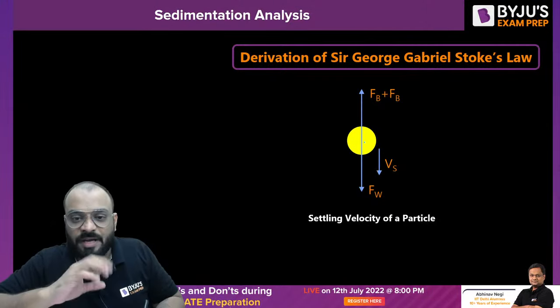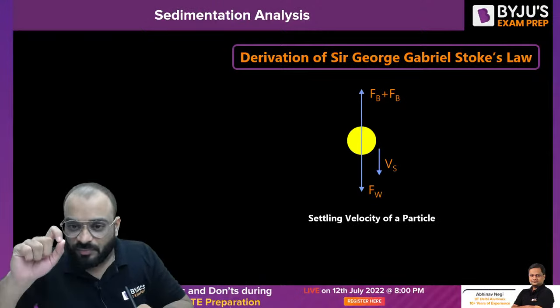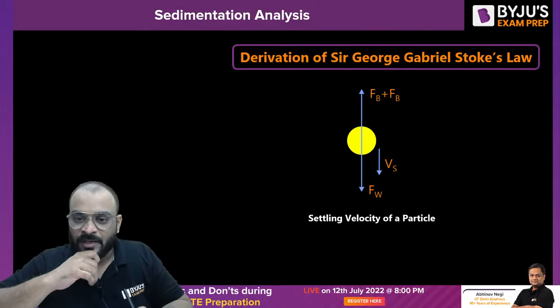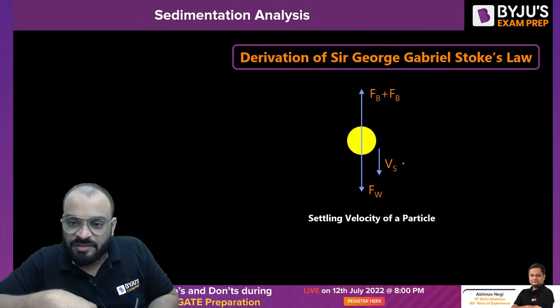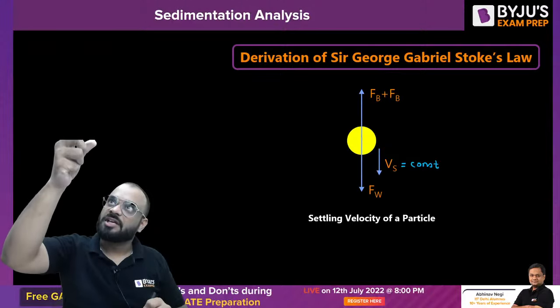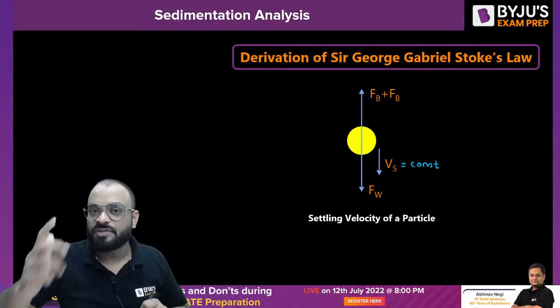Okay, listen. Let us suppose we consider a spherical particle. This spherical particle is present inside a water container. Now I want to find out what should be the value of the settling velocity in this case. And this settling velocity which we are considering is basically constant. That means this particle is moving with a constant velocity inside the tank. Clear?